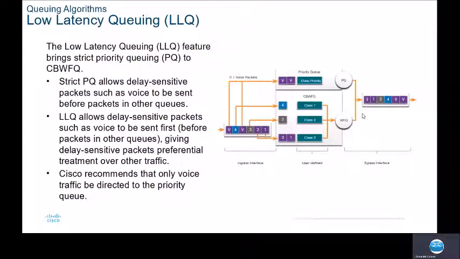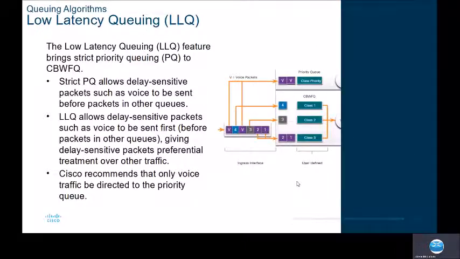The low latency queuing feature brings strict priority queuing to CBWFQ, and so strict PQ allows delay-sensitive packets such as voice to be sent before packets in other queues. It allows delay-sensitive packets such as voice to be sent first before packets in other queues, giving delay-sensitive packets preferential treatment over other traffic. Cisco recommends that only voice traffic be directed to the priority queue. So again, sort of building on CBWFQ.